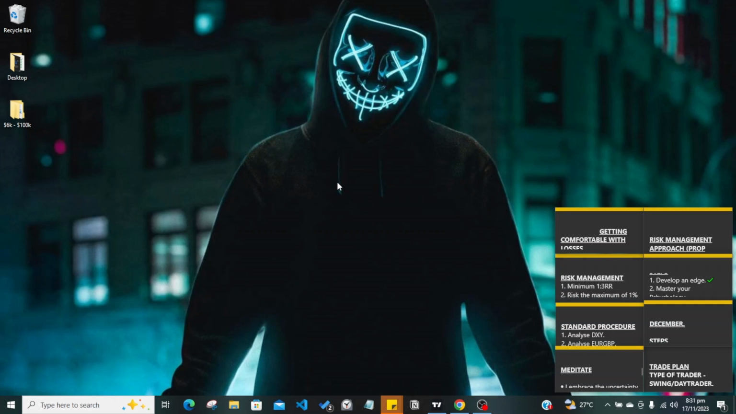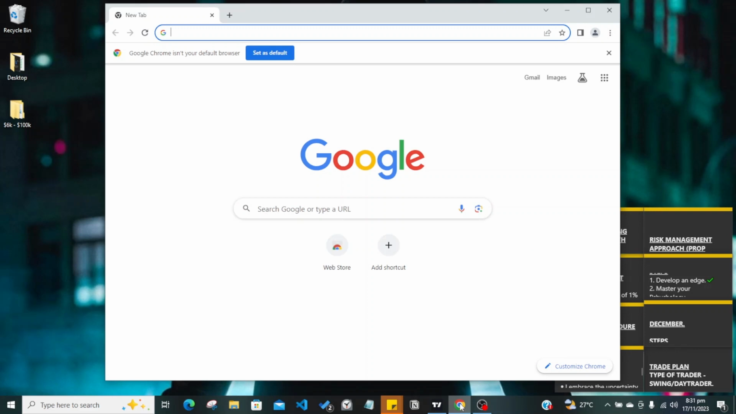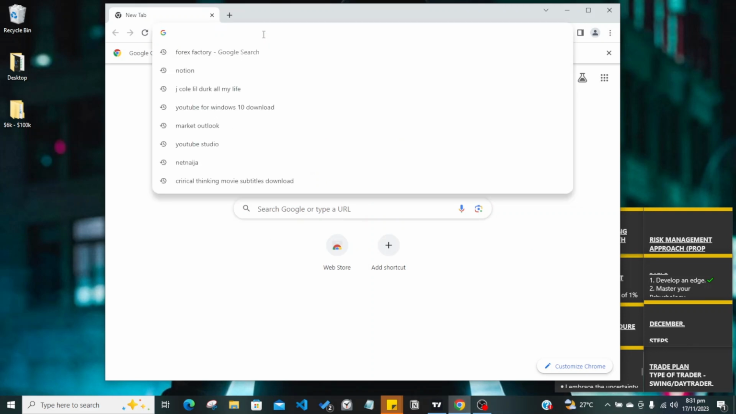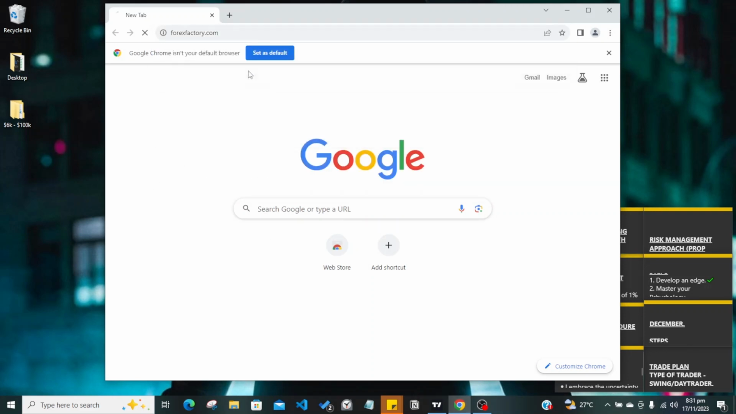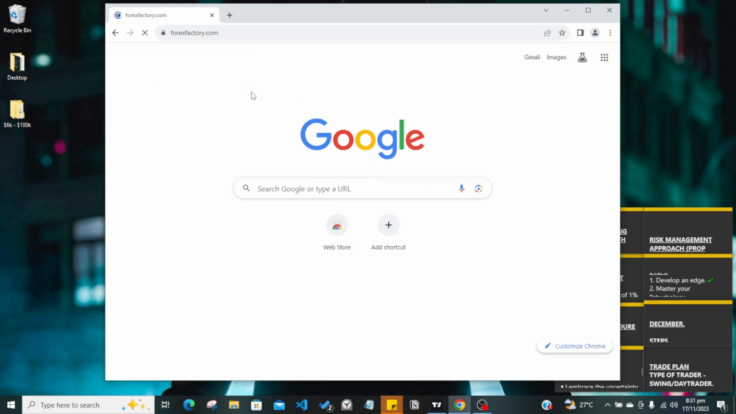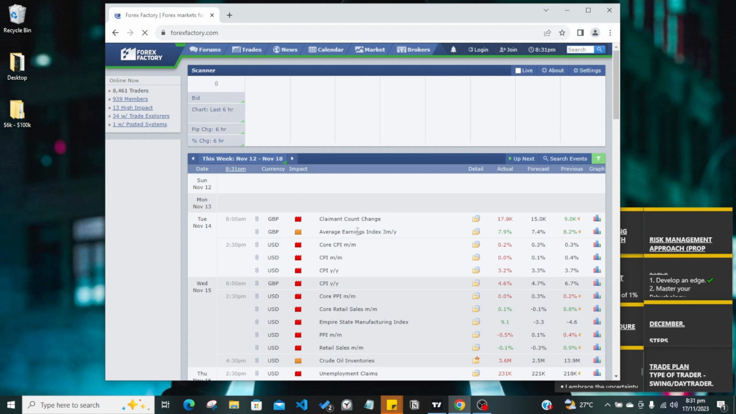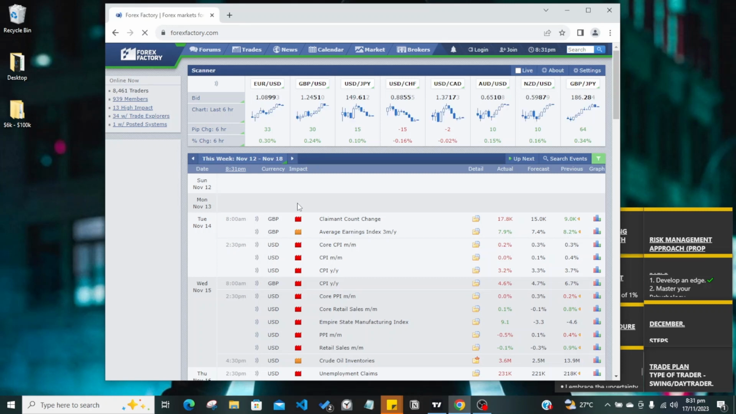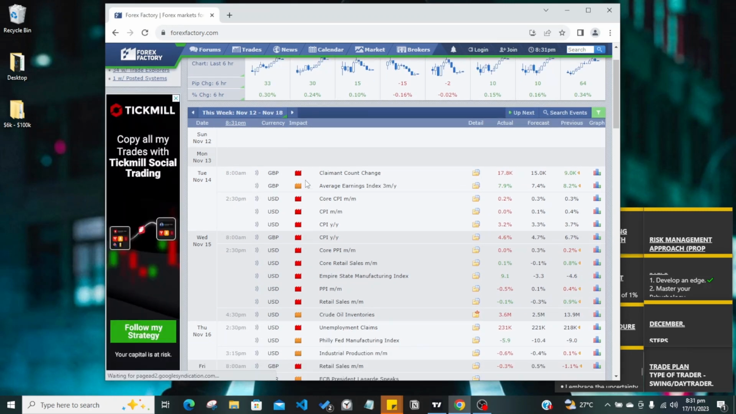So the first step we take is to go into Forex Factory to check the news. I want to check the news that came out this week and how it affected price. We didn't have any news release on Monday. On Tuesday we had news on GBP and USD. We had CPI release on USD, that was in the New York session.